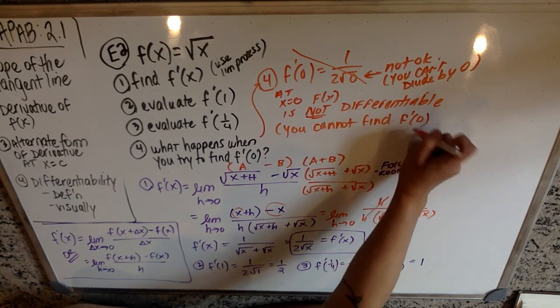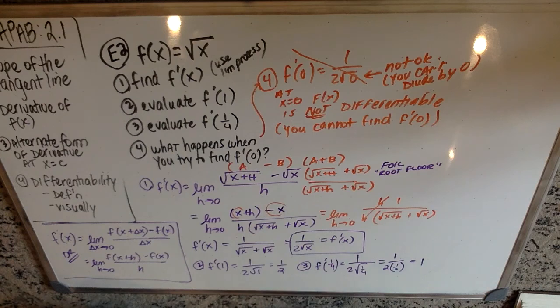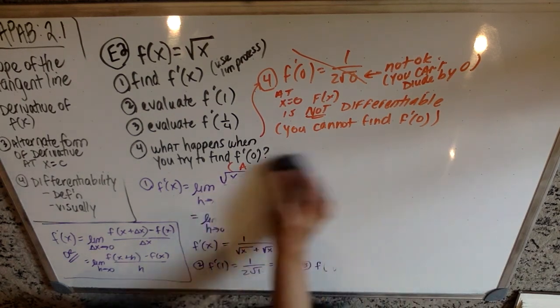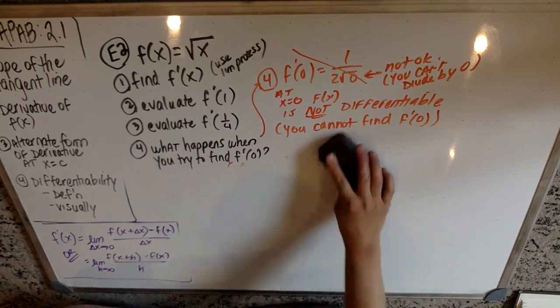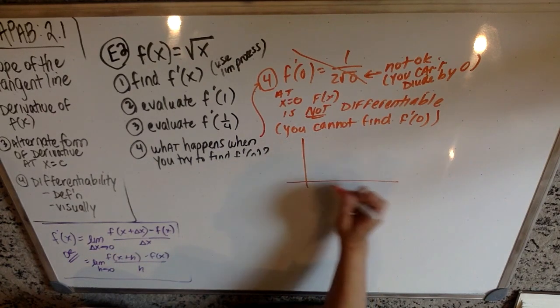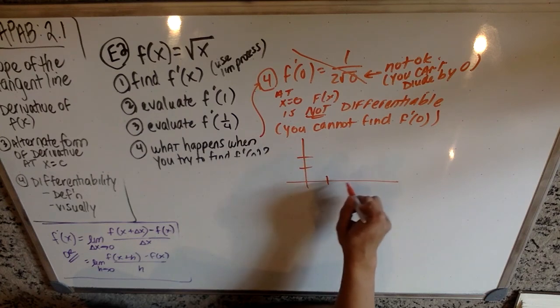So you can't find f prime of 0. It doesn't exist. F is not differentiable at 0. So let's take a quick look visually at what a graph looks like and see why that might be the case. We haven't yet talked about differentiability, but this will lead us nicely into the thing that we will talk about in a video or two, okay?